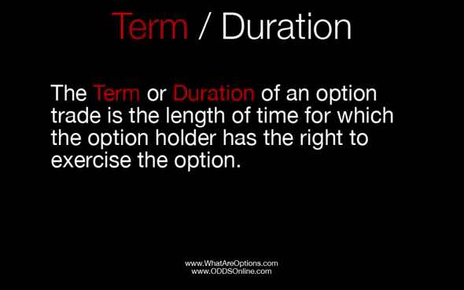The term or duration of an option trade is the length of time for which the option holder has the right to exercise the option. There are some option styles that have limits on when you can exercise the option, but we'll talk about those in a minute. The term usually is thought of in terms of the date at which the options expire, and the holder must exercise or lose the right to exercise after that date.